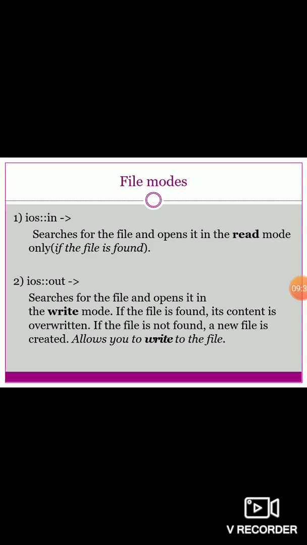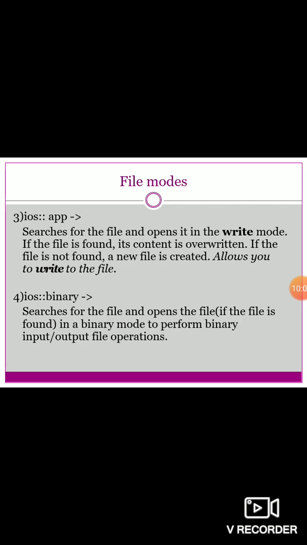Now the second file handling mode is out. Out basically opens a file for output operation. That means it will search for the file and open it in the write mode. If the file is found, its content is overwritten. If the file is not found, then a new file is created which allows you to write to the file. Clear? अगर already वो file है तो क्या होगा, whatever the content I want to write, that will be overwritten on that particular content.